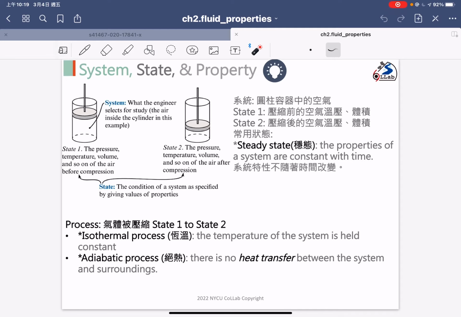Okay, and then another we call the adiabatic process. That means there is no heat transfer between the system and the surrounding areas. Okay, so as I mentioned, the boundary is between the system and the surroundings, right? So the heat cannot transfer across the boundary. So we call that the adiabatic process. For me, I usually pick the steady state, because this is very common for our problems.